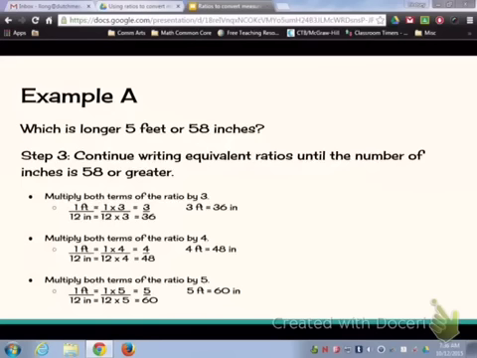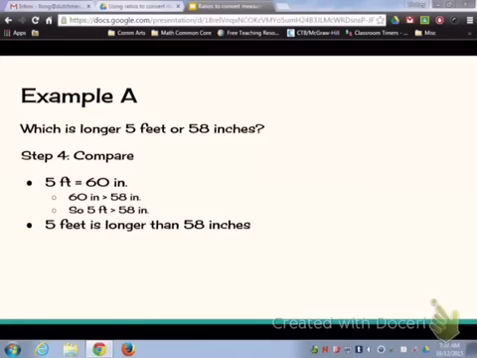We can start by multiplying both terms of the ratio by 3. So 1 foot over 12 inches times 3 on top and bottom, we get 3 feet equals 36 inches. Then if we multiply by 4, we get 4 feet equals 48 inches. And then if we multiply both by 5, we get 5 feet equals 60 inches. So step 4, now we can compare. We know that 5 feet equals 60 inches. 60 inches is greater than 58 inches, so that means that 5 feet is greater than 58 inches.